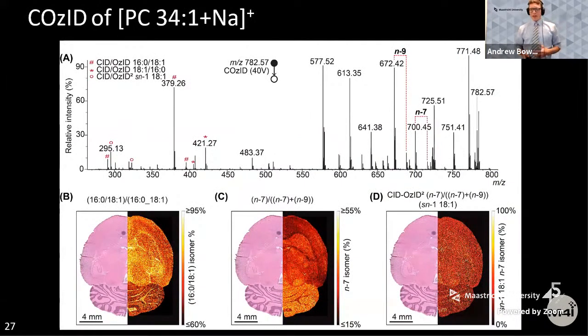So in these experiments, dubbed Cos-ID, we're able to detect, say, 16:0 versus 16:0_18:1, specifically of the SN1. We can look at N7 as a component of all the N7 and N9s, and we can also look at the N7 of N7 and N9 that is specifically SN1 18:1, all in a single experiment.